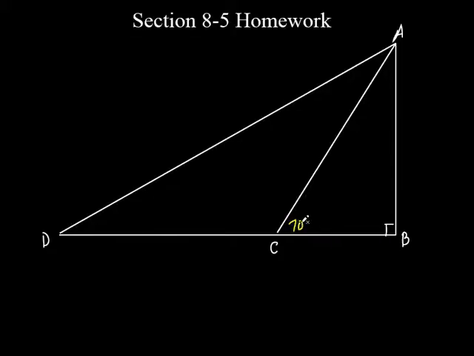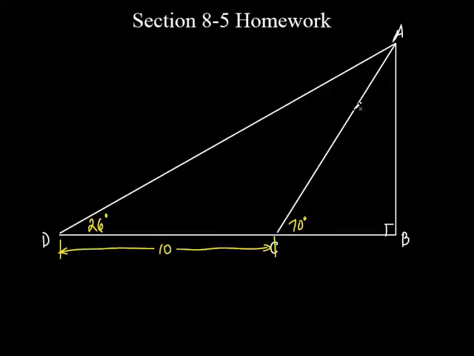They tell you that this angle right here is 70 degrees. This one right here is 26 degrees. Not exactly drawn to scale, but it's okay. DC is 10, from here to here. So from here to here is 10. And that's all they tell you.